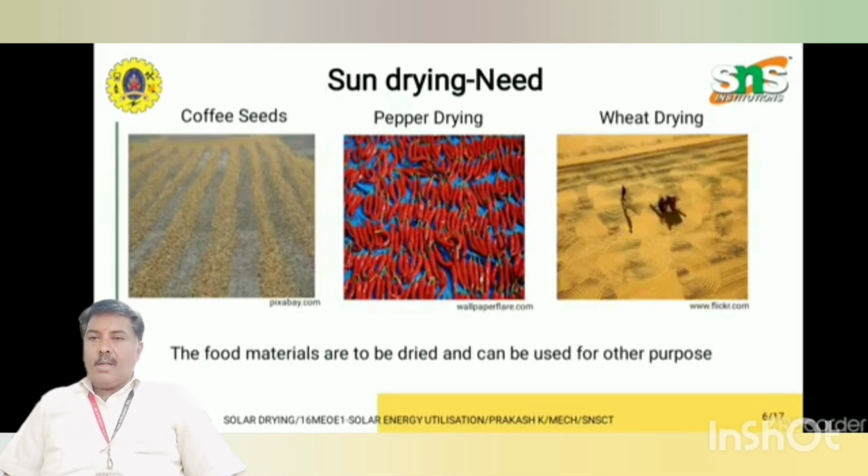See, these are some examples where the drying of materials is necessary. If you take coffee seeds, as they have to be ground into coffee powder, initially they have to be dried in an open space. Pepper drying, wheat drying, these are initially dried and then only can be reused for other purposes. So drying is becoming a necessary thing in these products.